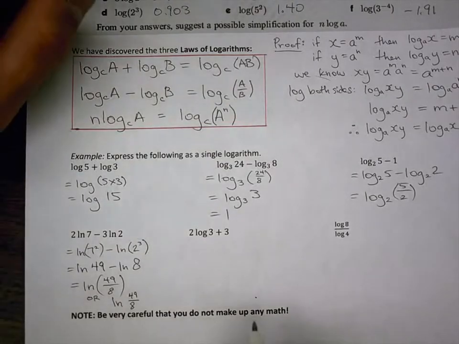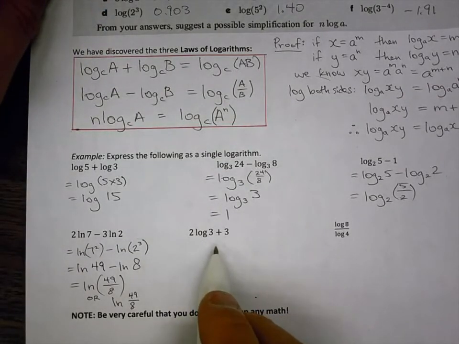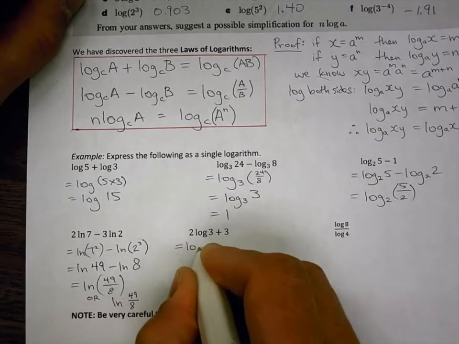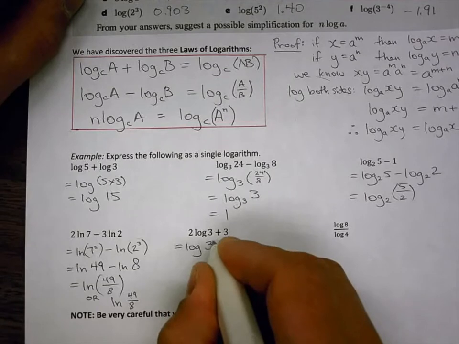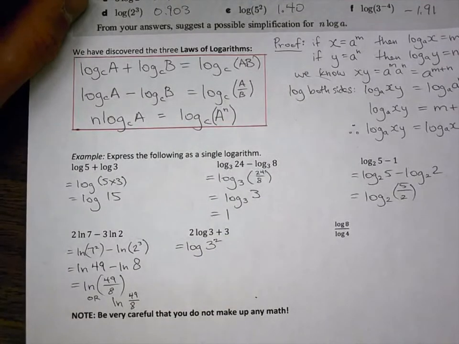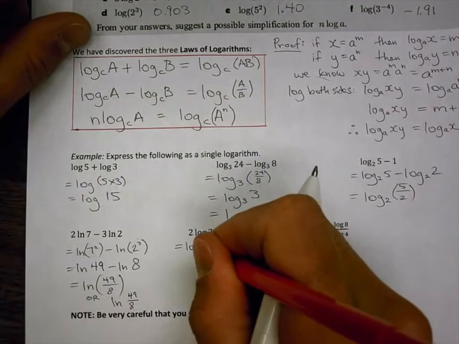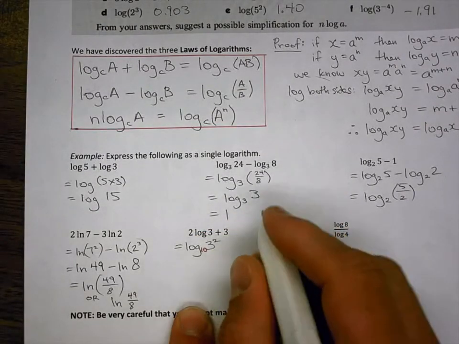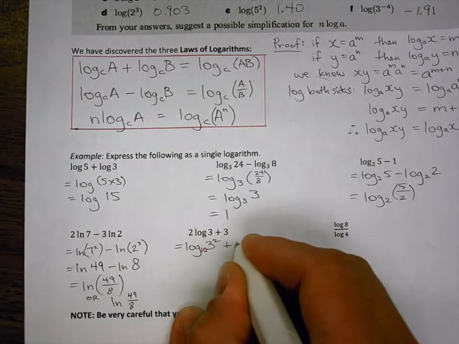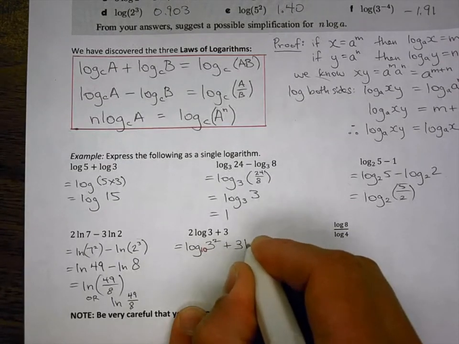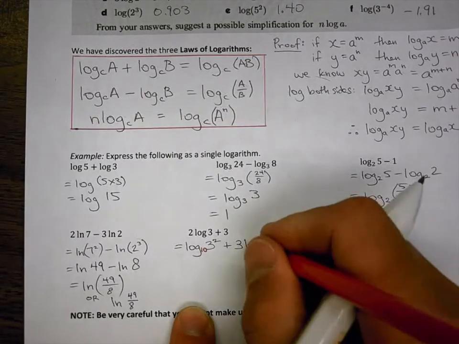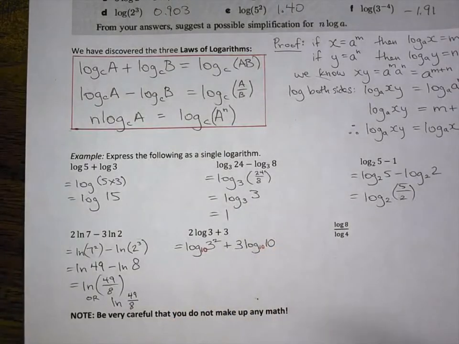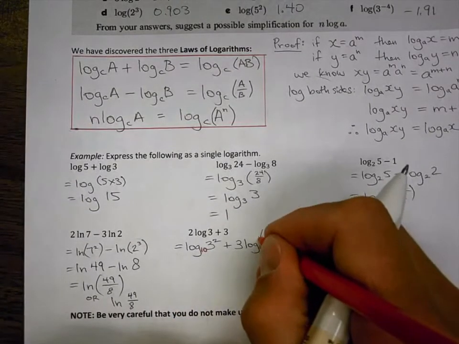Okay, this next question, let me try to turn this into 3 squared, like that. And remember, there's an unwritten base 10 here. So now we can do the same thing we did before. This is going to be plus 3 log 10. So remember, there's the unwritten base 10.